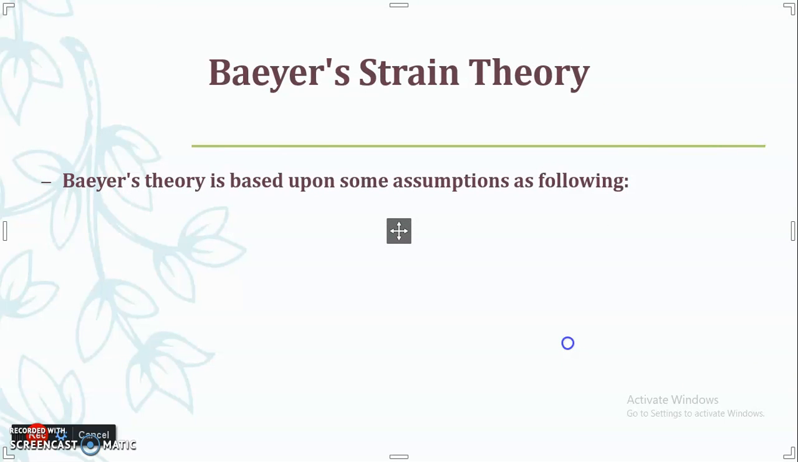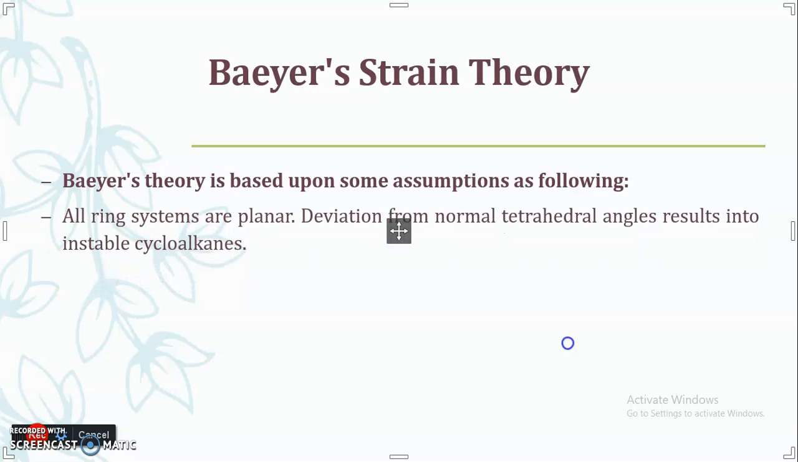But whatever Baeyer has proposed, he has proposed this theory depending upon some assumptions. Now what are these assumptions? He has considered that all ring systems are planar in nature. So whatever cycloalkane molecules are there, he has considered them as planar, meaning the carbon atoms and hydrogen atoms present in cycloalkanes lie in one plane, like benzene or aromatic compounds.